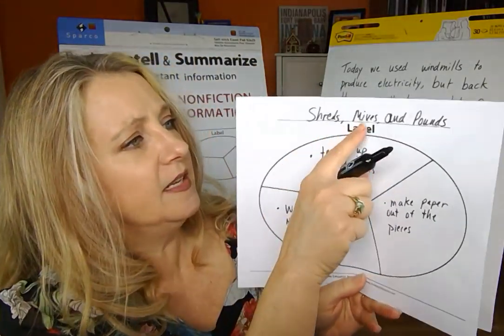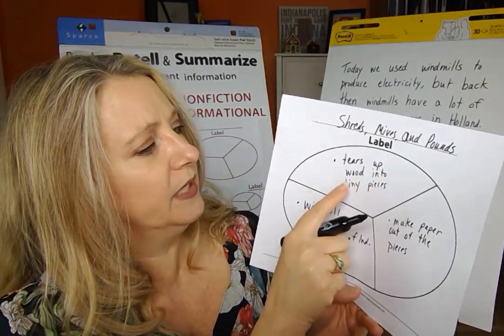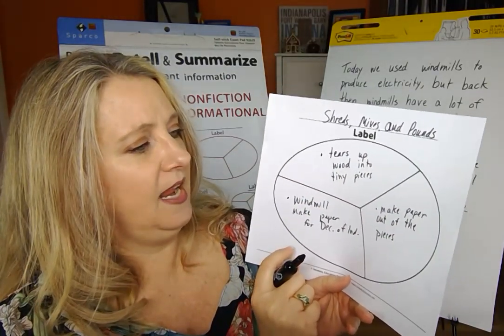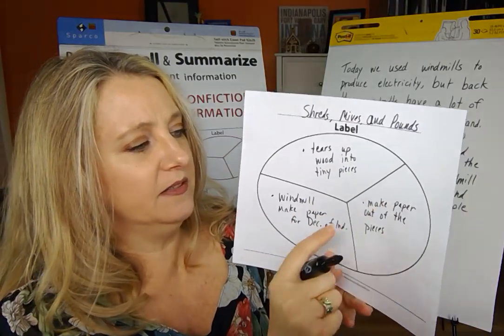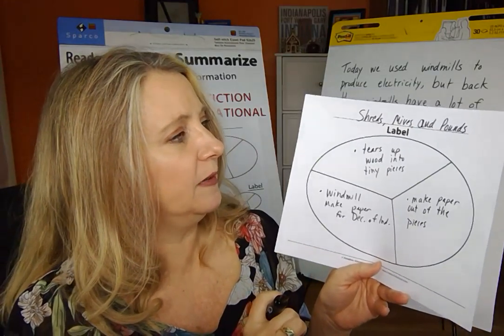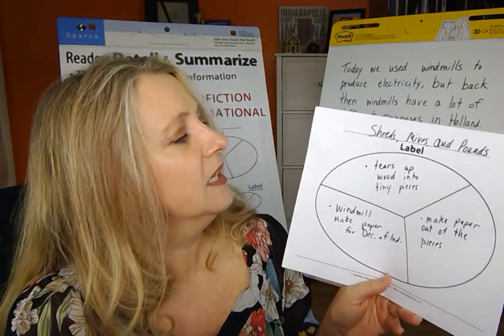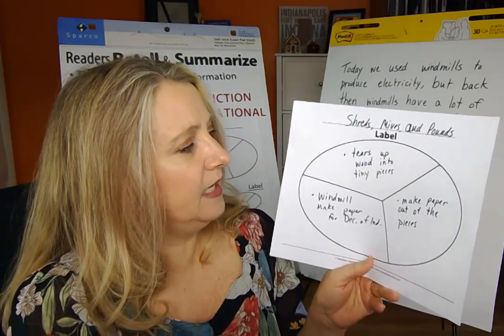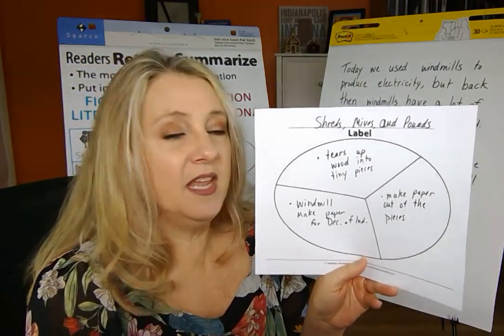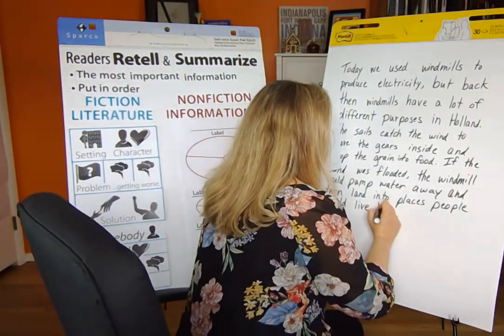Okay, so it shreds, it mixes, and it pounds. So the windmill tears up wood into tiny pieces, and sometimes those pieces can make paper. They even made the paper for the Declaration of Independence, if I wanted to put that in there. Okay, so windmills tear up wood into tiny pieces that then make paper. There you go. Okay, let's try that.